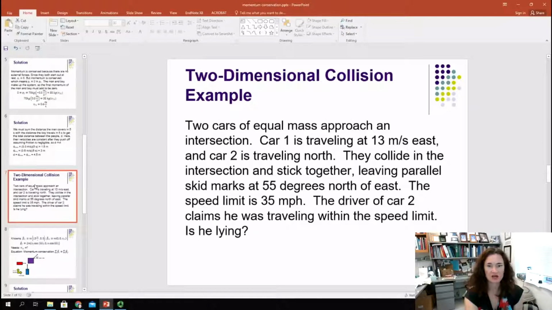So let's kick it up a notch and do a 2D example, okay? So here we have two cars of equal mass approaching an intersection. Car 1 is traveling 13 meters per second east, and car 2 is traveling north. They collide in the intersection and stick together, leaving parallel skid marks at 55 degrees north of east. The speed limit is 35 miles per hour. The driver of car 2 claims he was traveling within the speed limit. Is he lying? So this is a little CSI action, isn't it, right?